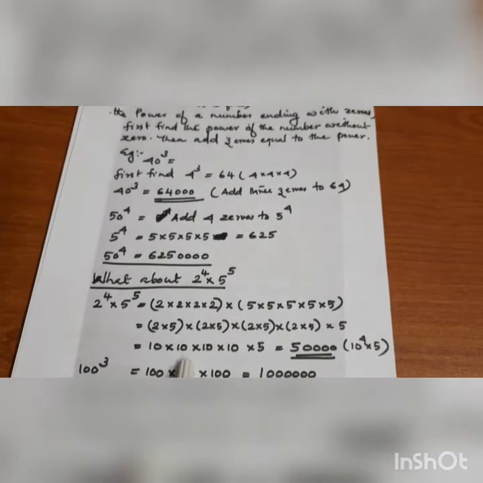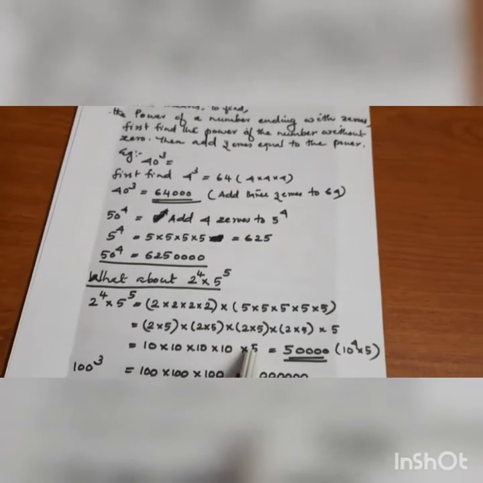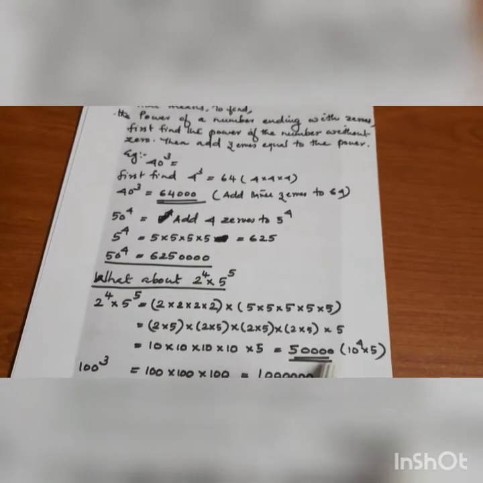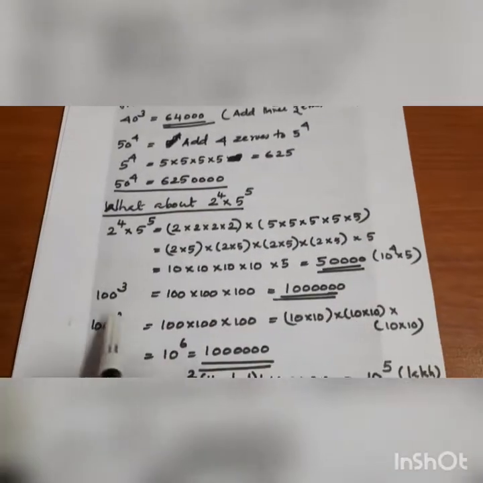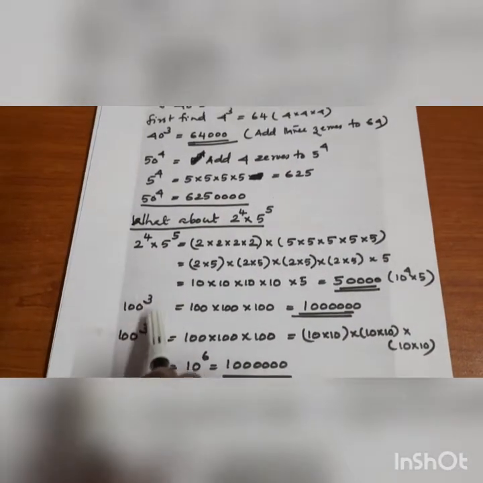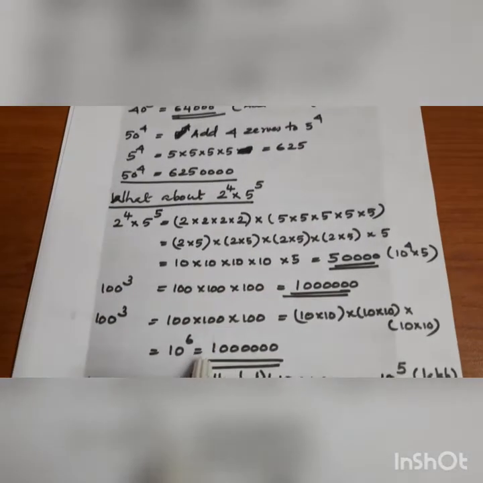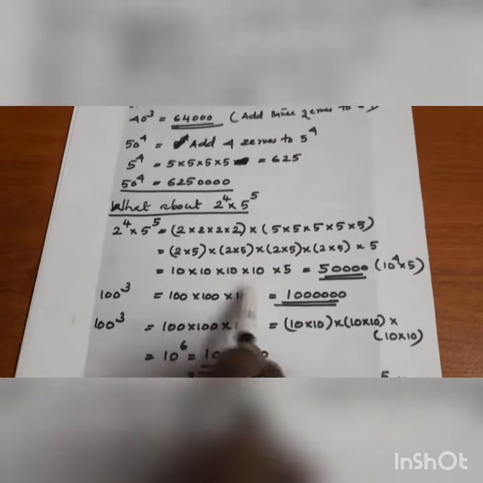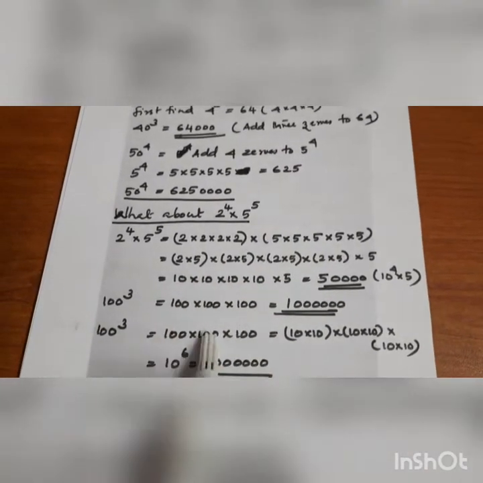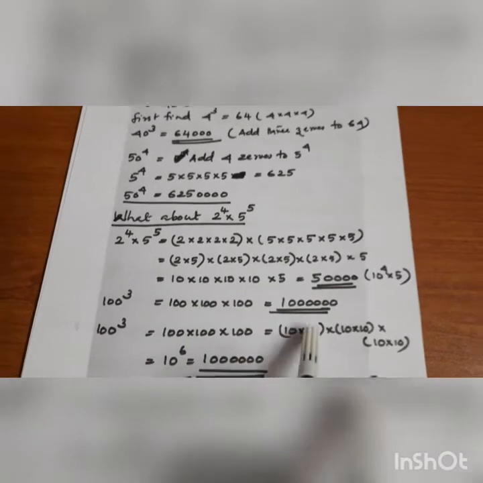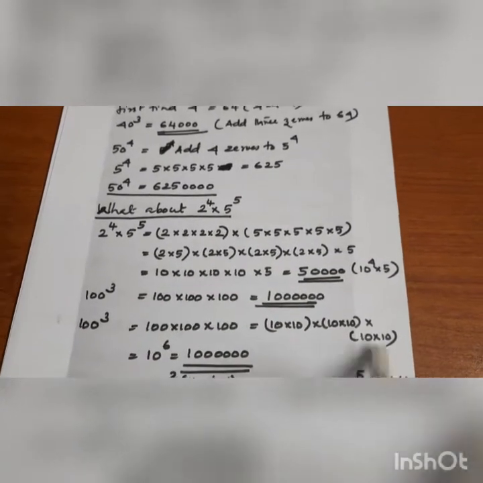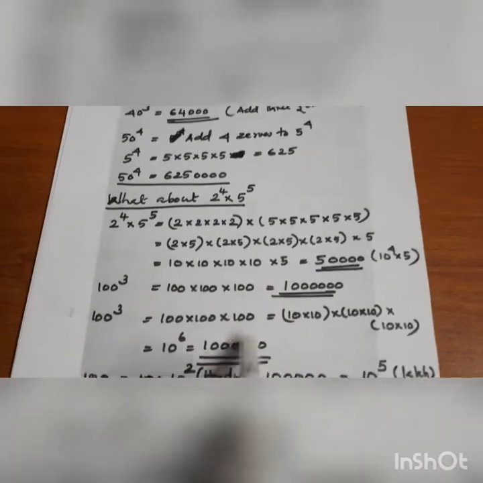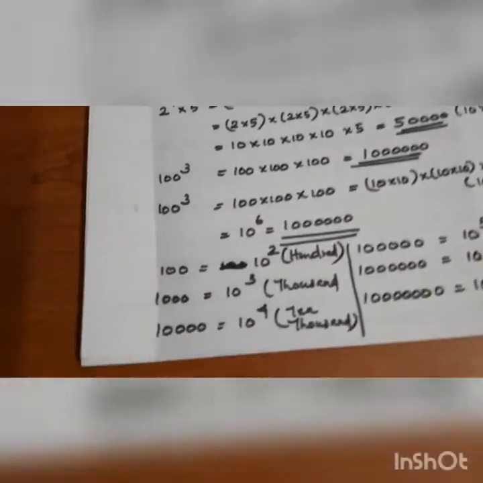Then next, 2 into 5 is 10. 10 into 10 into 10 into 10 means 10 raised to 4, into 5. That is 5 with 4 zeros. Now 100 raised to 3. See, 100 can be written as 10 into 10, so 100 raised to 3 is 10 into 10, 10 into 10, 10 into 10. That is 10 raised to 6, that is 1 with 6 zeros.